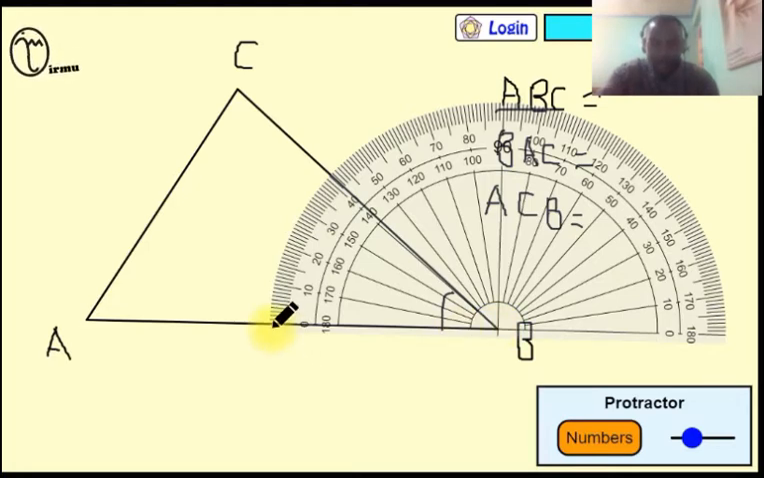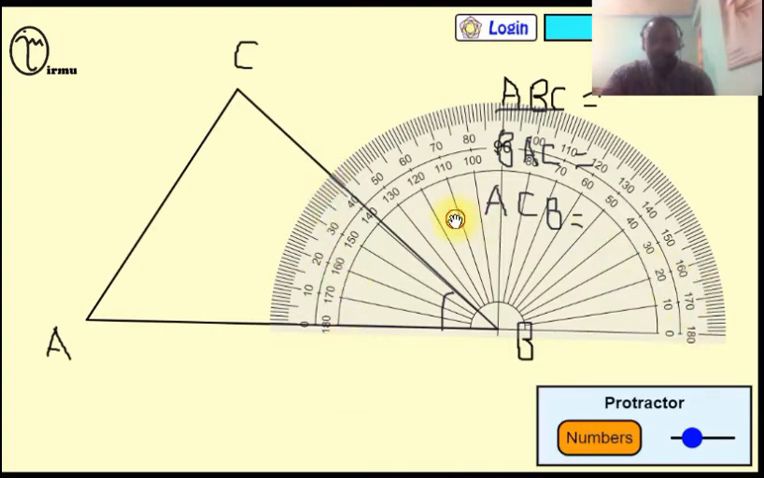Then we shall count from 0 all the way until we meet this line. So we are going to use the outer scale and we count from 0 up to where we meet the second line of that angle. So we go from 0, we move to 10 degrees, 20 degrees, 30 degrees, 35, then move to 40, and then 1 degree after 40, which is 41 degrees. So that angle ABC is 41 degrees.